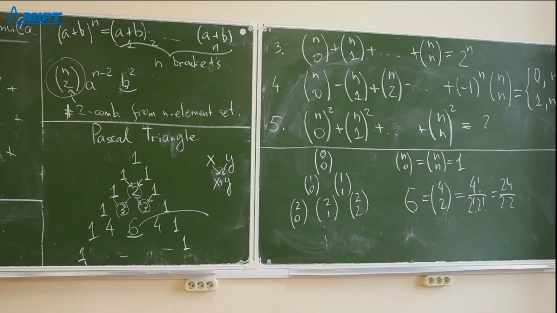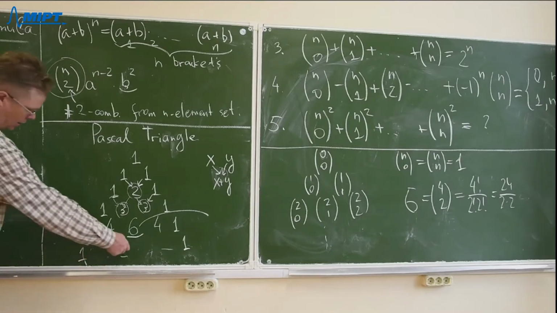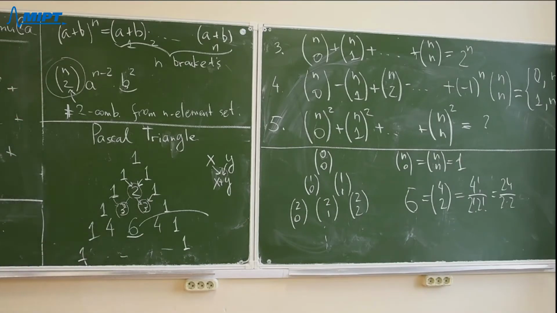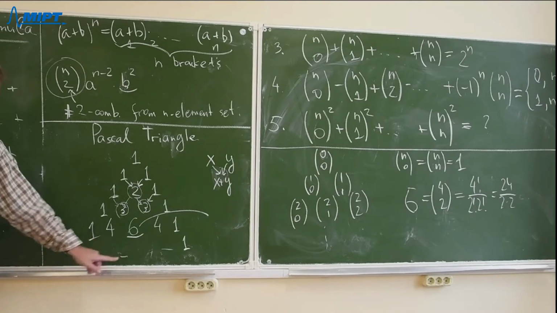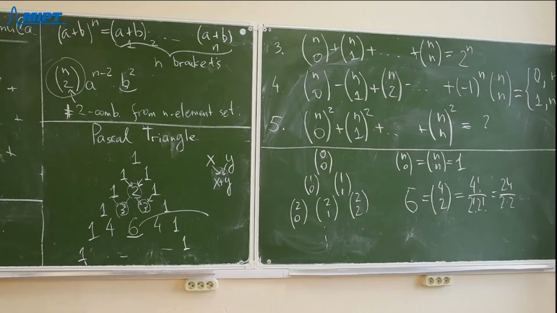So I want to prove: if you take the k-th element in the n-th row, if we count from 0, then we'll have here the binomial coefficient, or combinations. This is the same thing.